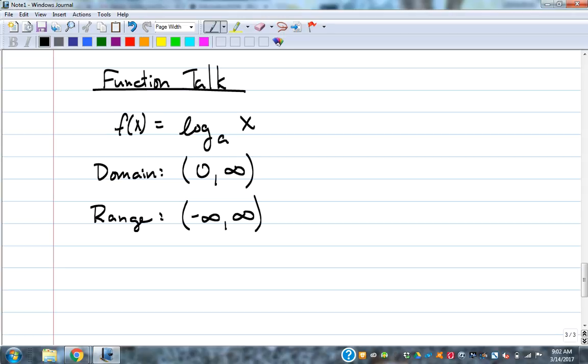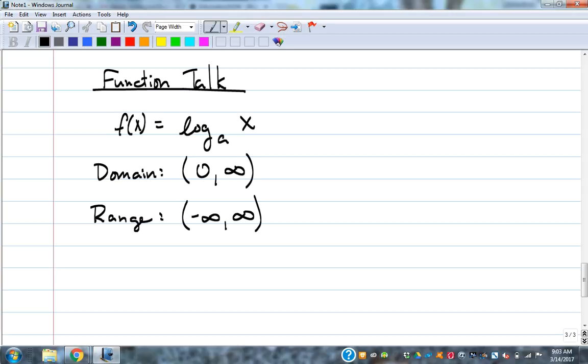We can only take the logs of positive numbers. It doesn't matter what the base is. That's going to be important when we're talking about functions. It's also going to be important when we start solving log equations. So you're saying the a cannot be negative or the x cannot be negative? What we're taking the log of cannot be negative. The base doesn't matter what number it is. This is always the case, that you can only take logs of positive numbers.